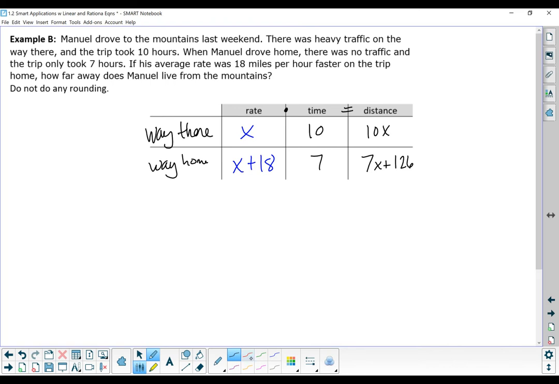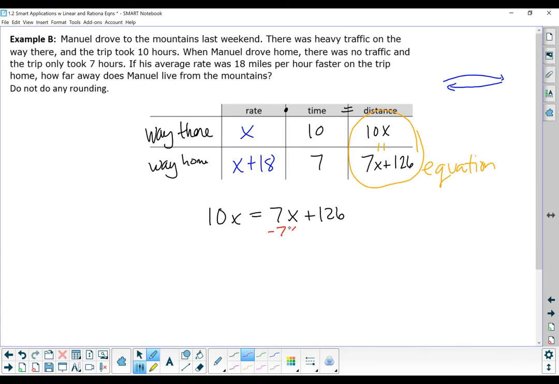So on this one, the variation is that he's driving somewhere, and then he's turning around and driving back. The trick for your equation setup here is that these two distances are equal to each other. The way there and the way back have to be the same distance. So my equation that I can solve for x is 10x is equal to 7x plus 126.